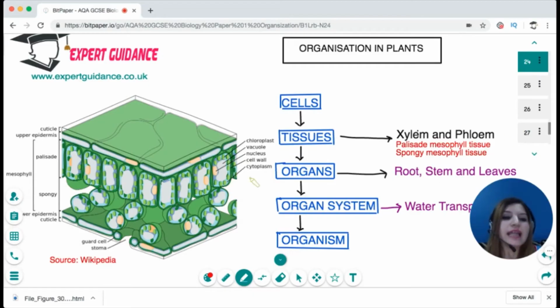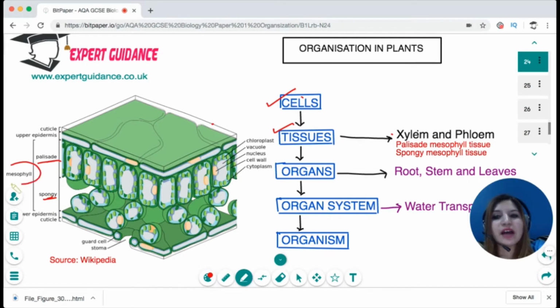Change. Now we have discussed organization in animals. Now let's discuss organization in plants. The plant cell is there. We discussed the plant cell in the cell biology video. Then the plant cell gets organized into tissues: xylem, phloem, the palisade and spongy mesophylls.